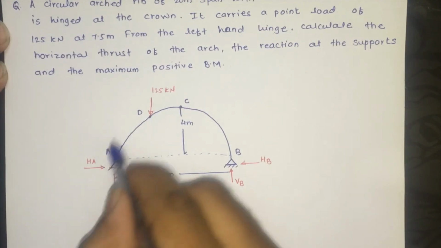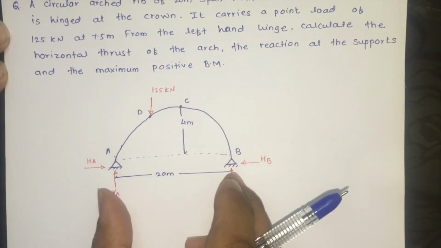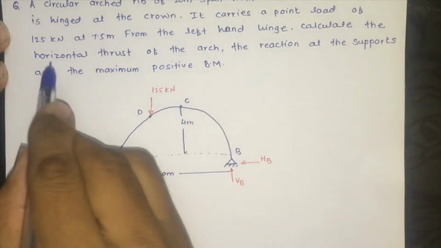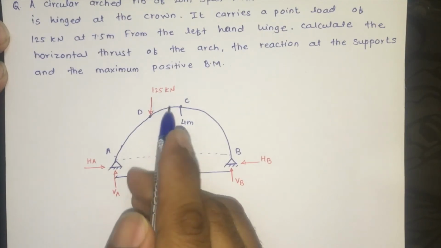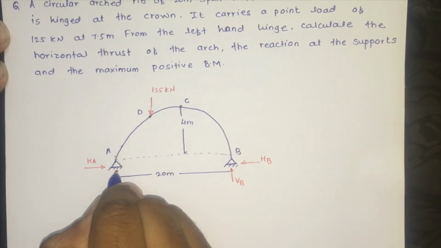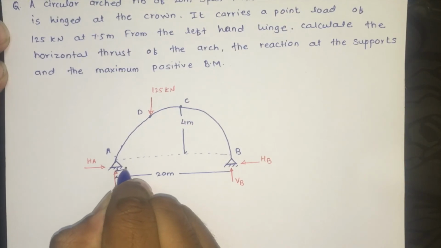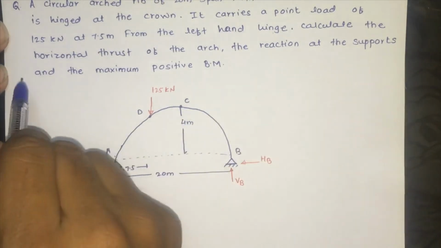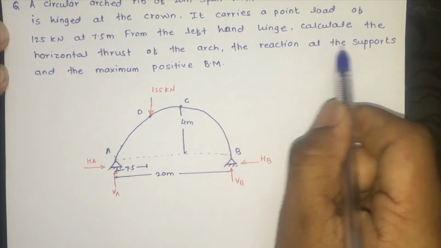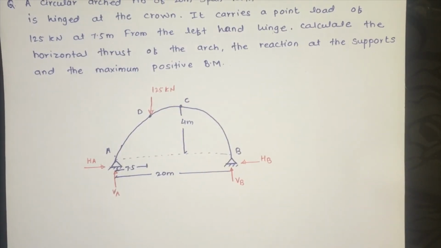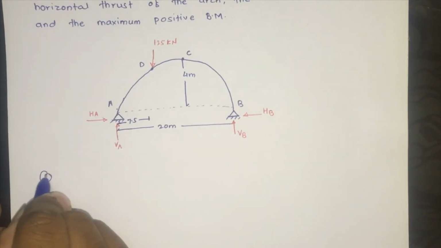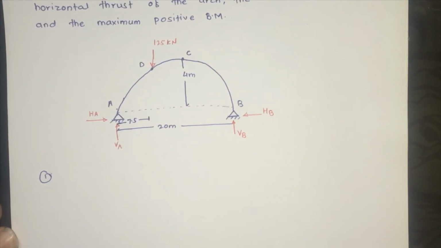Okay, so this is the circular arch given. Total span is 20 meter, rise is 4 meter, and 125 kilonewton load is acting at 7.5 meter from the left hand hinge. That is, this distance 7.5 meter is given. Okay, so we have to find out the horizontal thrust, the reaction at the support, and the maximum bending moment. Okay, now we solve this problem. First, we will try to find out the support reactions.